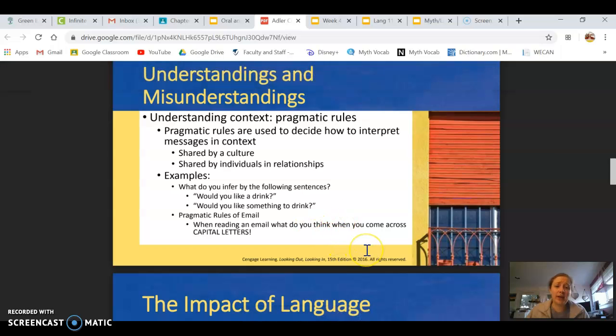And then there's the pragmatic rules of email. When reading an email, what do you think when you come across capital letters? Or even in a text message, when you come across capital letters, what do you think? You think that the sender is angry at you because they're shouting, or you think they're super, super excited, depending on the topic they have capital letters for. So you think they're overexcited, they're over angry, or they're really, really happy. Or yelling, sort of.